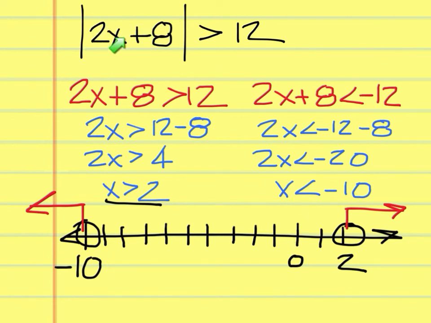If I put 0 in up here and evaluate, I come back with an 8 greater than 12. Is that true or false? That's false. What if I put a 3 in from this side and get 6 plus 8 is 14, which stays 14? Is that true? Yeah. And what about this side over here? If I put in a negative 11 and come back with negative 22 plus 8, which is a negative 14, absolute value is 14. Is it greater than 12? Yes. So there is your solution.